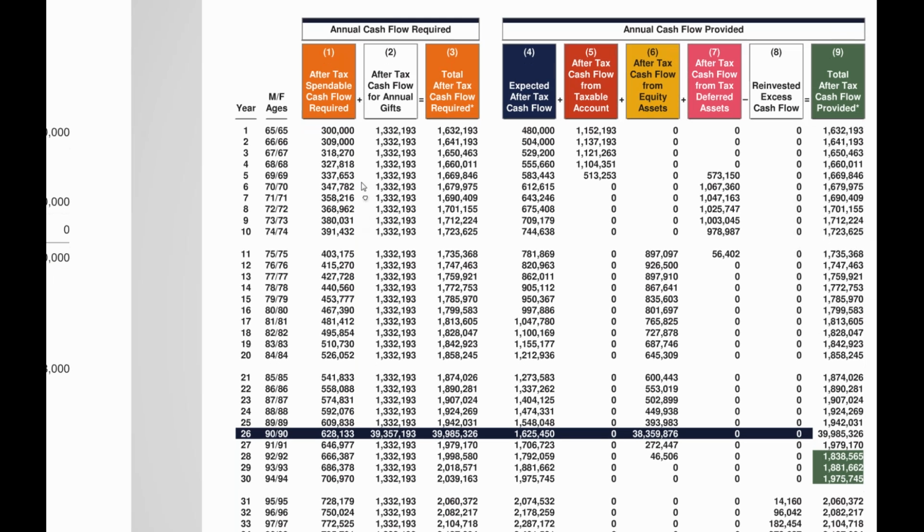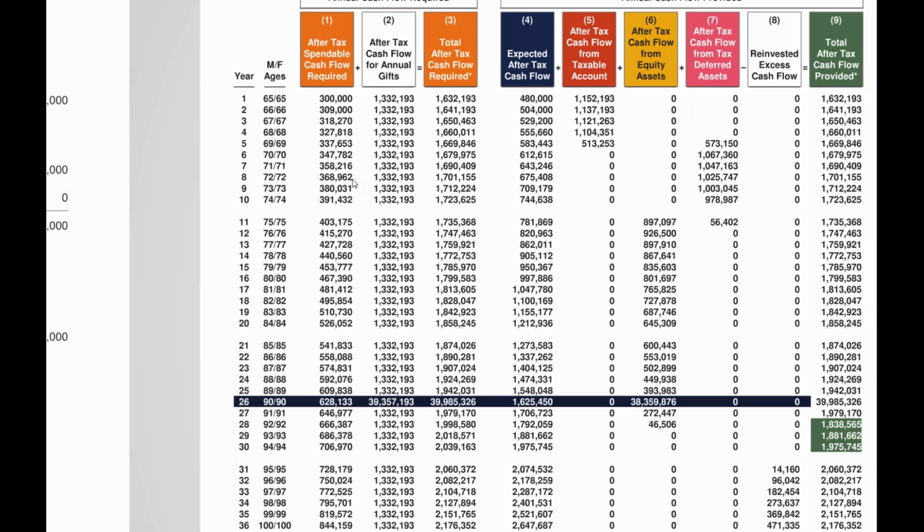Now, we want to keep that lifestyle for them throughout their retirement. So that's going to be, in reality, growing at inflation, right? So we're taking that into account. This number needs to get bigger every year, or else their purchasing power, in reality, is going down, okay?